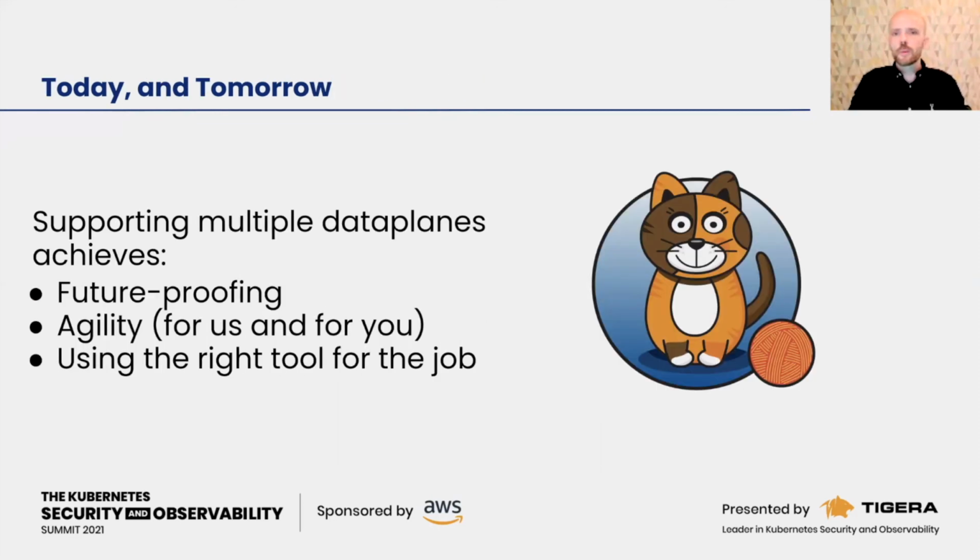So we talked about software modularity and the importance of it. We talked about tight and loose coupling between software components, and we talked about multiple data planes, both generally and in Calico. So supporting multiple data planes in Calico achieves future-proofing. We can create new data planes to take advantage of new technologies. It provides agility for us because we can spend more or less development time on the data planes that our users find most value in. And it provides agility for you because it allows you to switch data planes to provide the networking functionality that your cluster needs. Supporting multiple data planes allows you to use the right tool for the job at hand for your cluster.